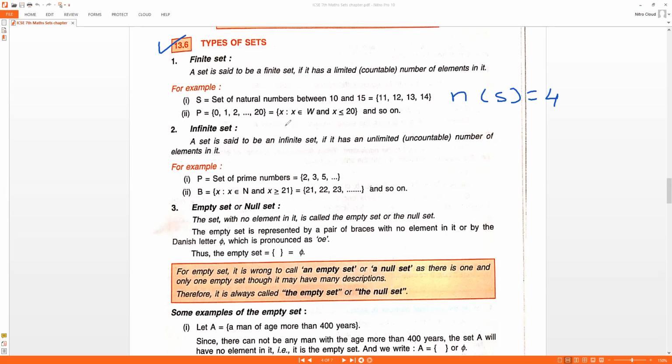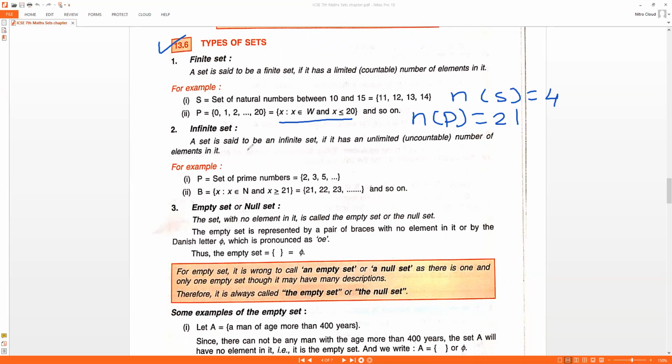Okay, so this can also be written in the set builder form or rule method as {x such that x belongs to the set of whole numbers, and x is less than or equal to 20}. I told you W is reserved letter for the set of whole numbers. So there is a condition that x cannot be greater than 20, but it can be less than or equal to 20. Whole numbers start with 0, so we get 0 to 20 numbers. So n of P is 21, not 20. Remember, not 20, it is 21, because 0 is also counted as a member.